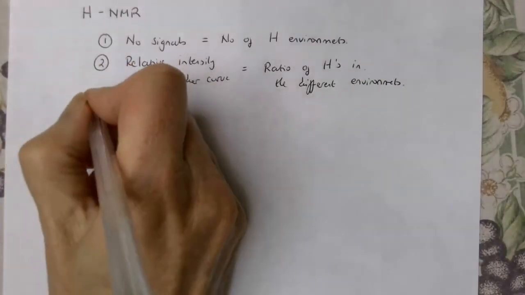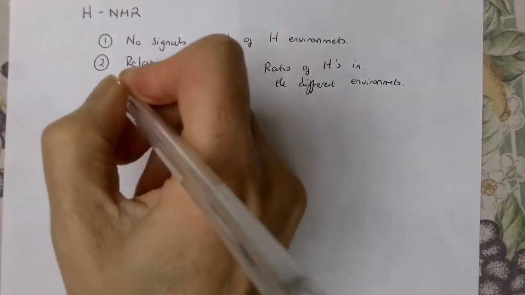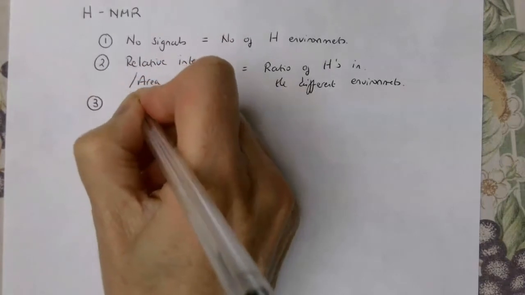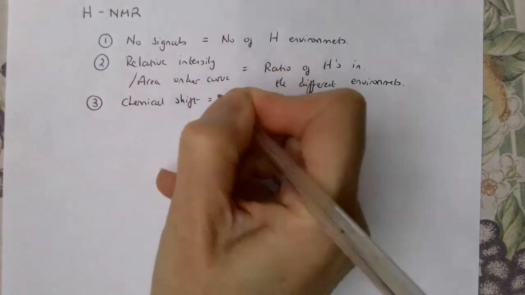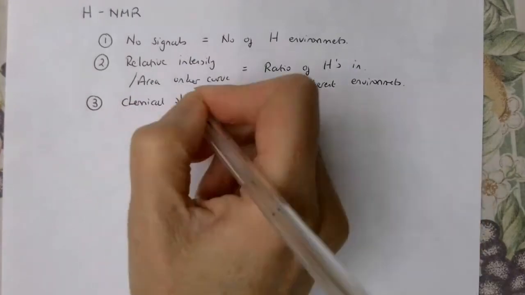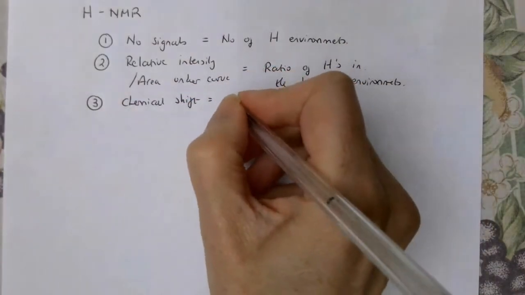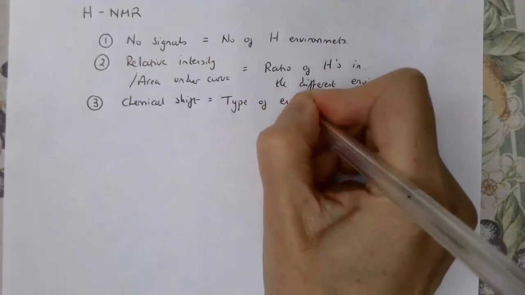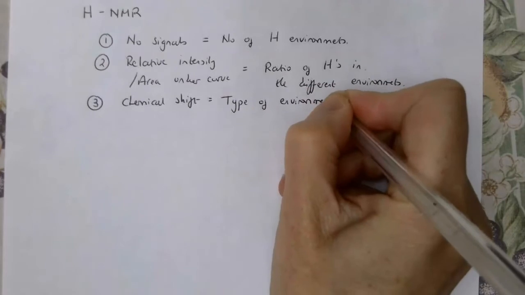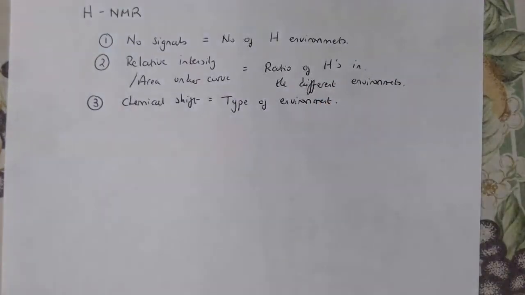So this gives us the last piece of evidence in this section, and this is the chemical shift. And just like in the carbon NMR, the chemical shift gives us some information about the type of environment that the hydrogen finds itself in.